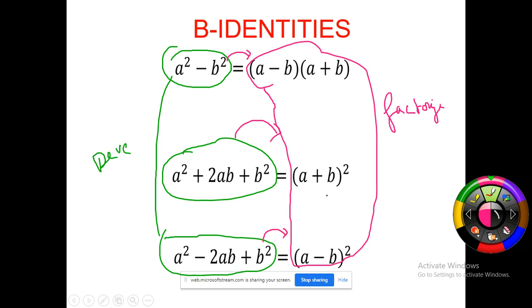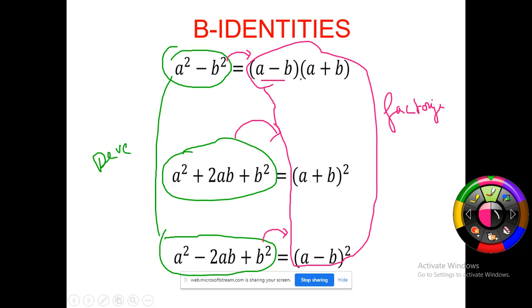It's the inverse step: a plus b squared, a squared plus 2ab plus b squared. You know the developed one. If I develop this one, it gives me this answer. Now we need to go opposite, we need to factorize. So those are my identities, and I will use those identities to be able to factorize.